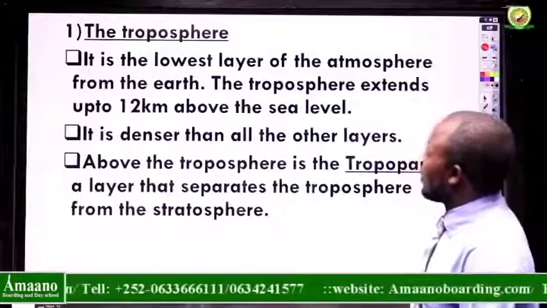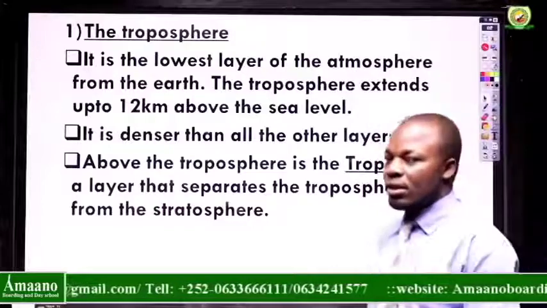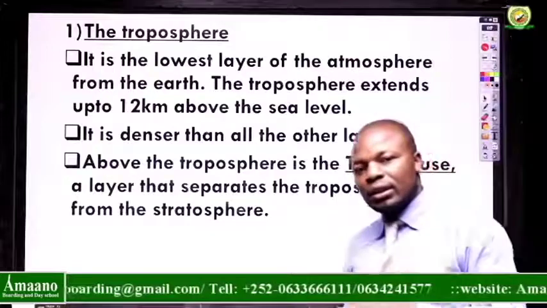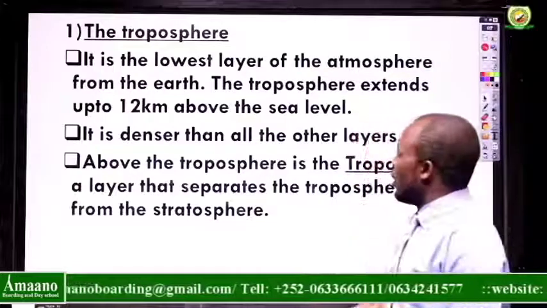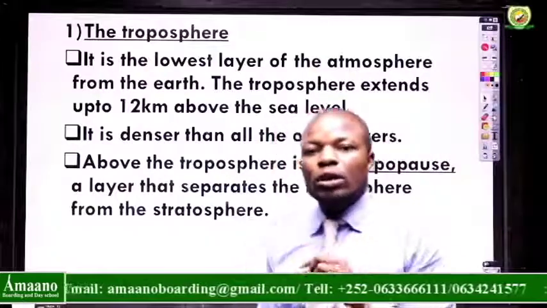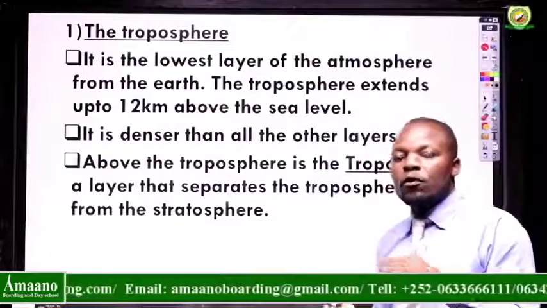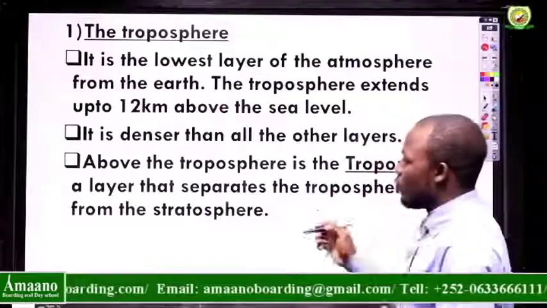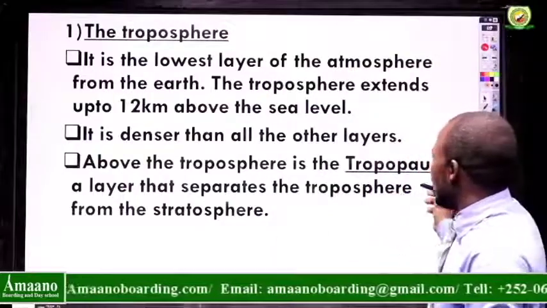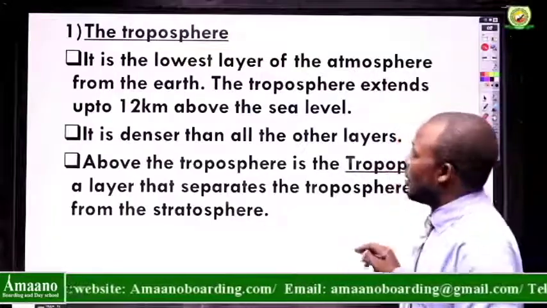Now, the troposphere is the lowest layer of the atmosphere from the Earth, and it extends up to 12 kilometers above the sea level. It's denser, and that's why it settles at the lowest, below the other layers. Above the troposphere, there is a thin layer called the tropopause. The tropopause separates the troposphere from the stratosphere.